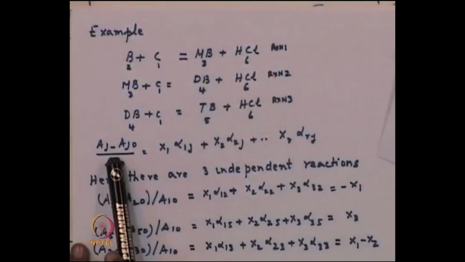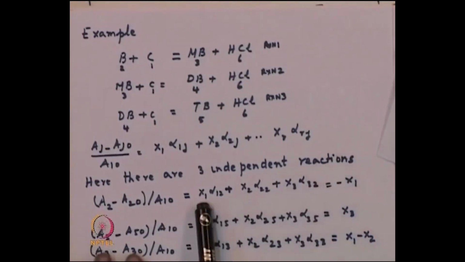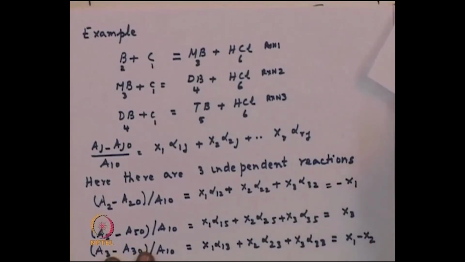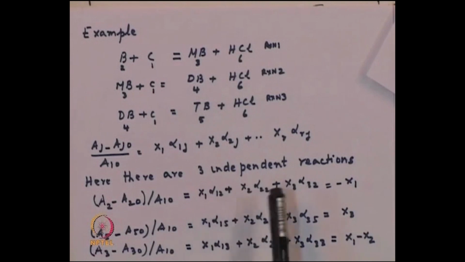We go forward. What we are saying is that we can write our stoichiometry in this form, that means A2 minus A20. I have taken A2 minus A20 as an example. This is given as x1 alpha 1 2, x2 alpha 2 2, x3 alpha 3 2. Is this clear what we are saying? So, what is the value of alpha 1 2? That means the value of alpha in reaction 1, component 2. Alpha is minus 1. What is alpha 2 2? Reaction 2, component 2.